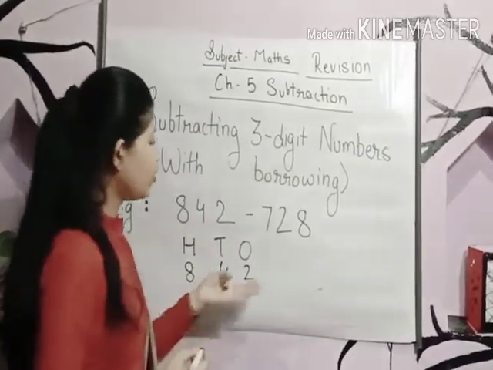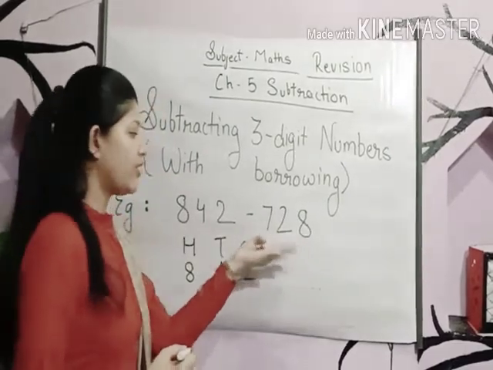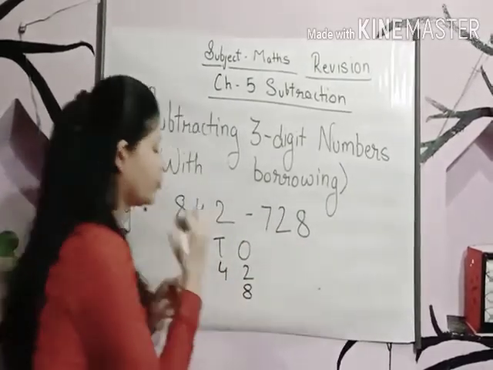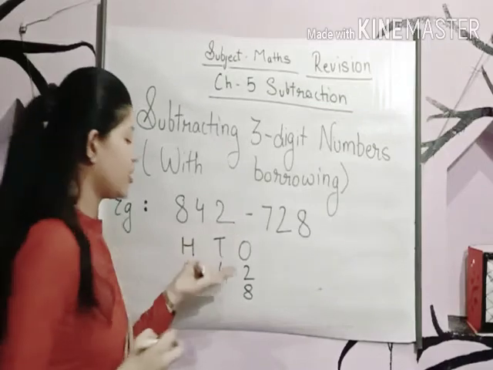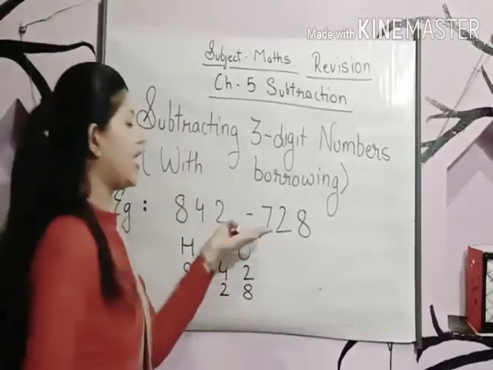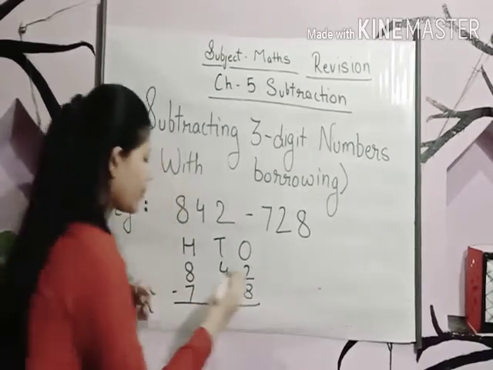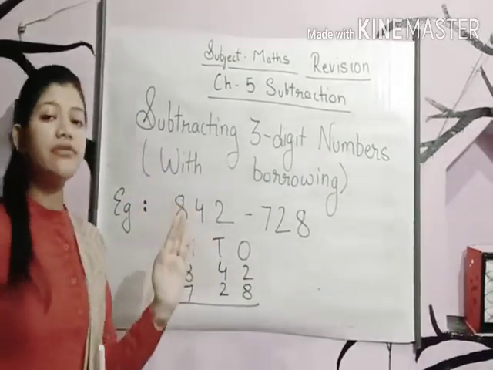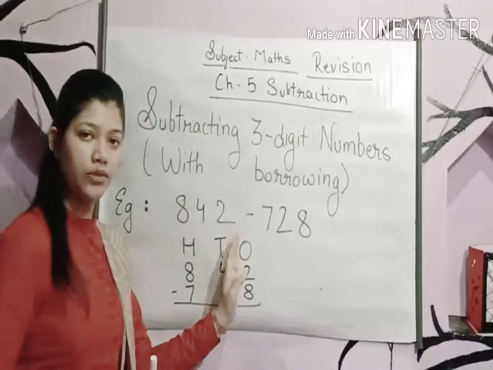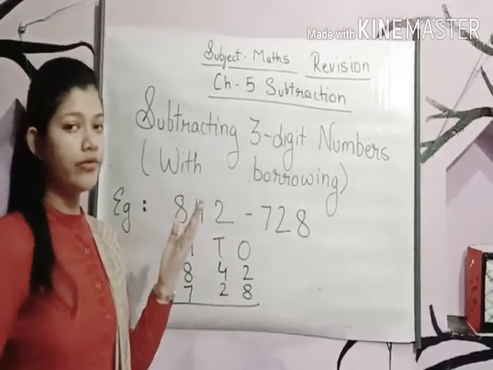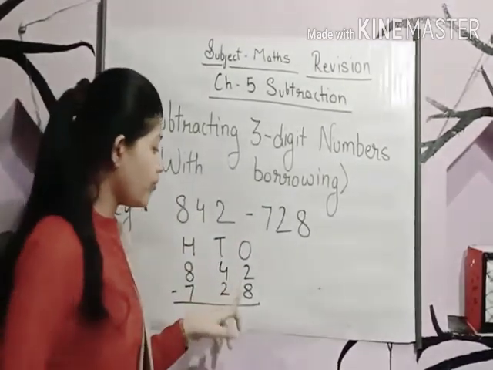Clear? Now let's come to the subtrahend, where 8 will be placed under the column of ones, 2 will be placed under the column of tens, and 7 will be placed under the column of hundreds. Clear? Now first we will subtract the ones column, as we always do. Okay, so 2 minus 8.